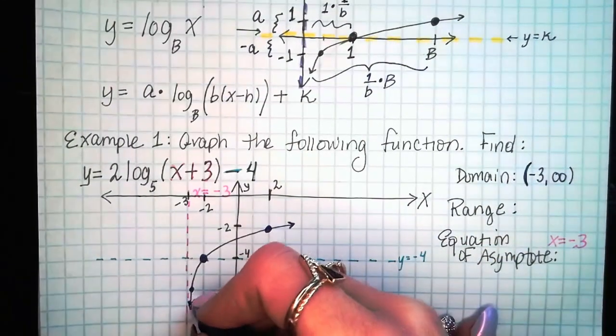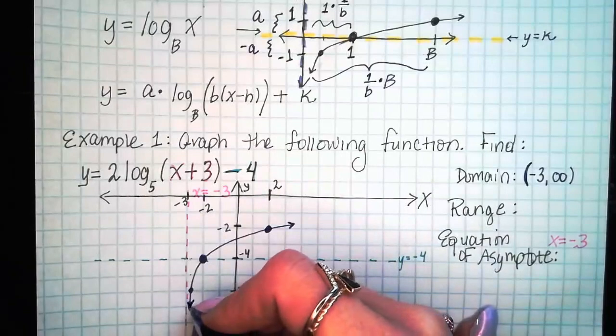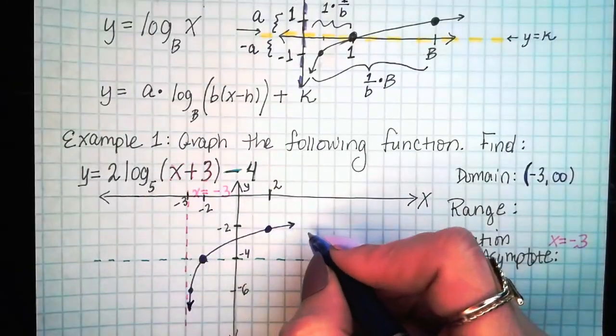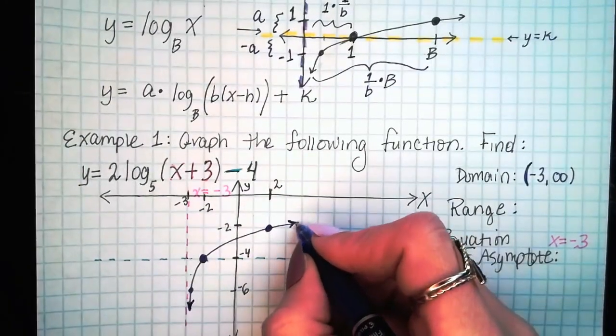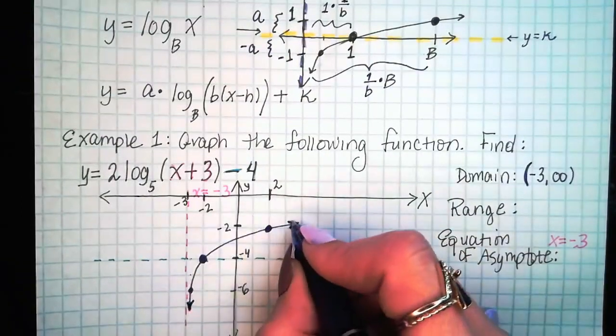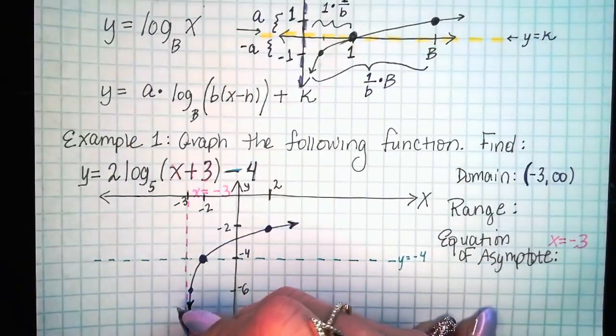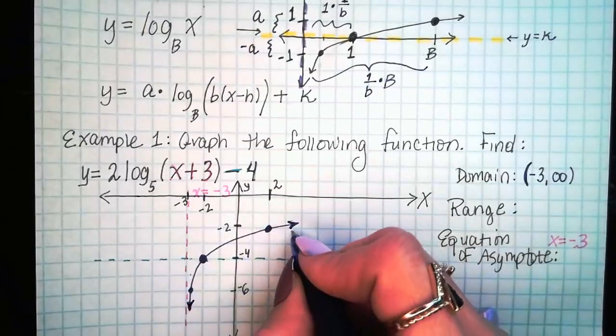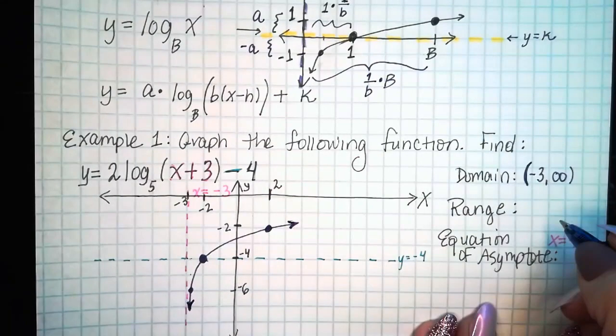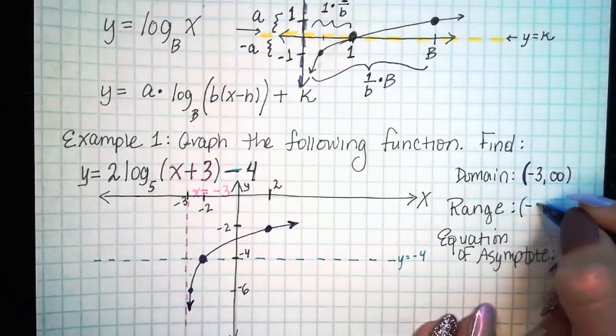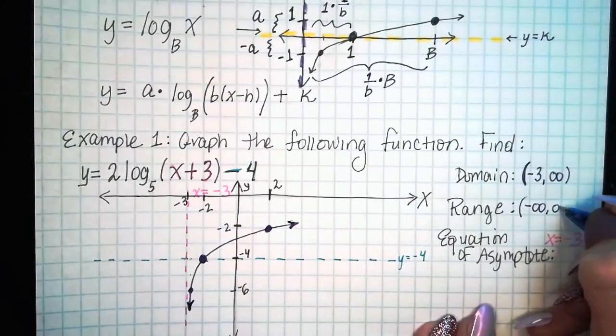Now the range, it's really important that you draw an arrow pointing down. This could look like a square root function if you don't pay attention. So this logarithmic function, which is the inverse of an exponential function, has a range of all real numbers, -infinity to infinity.